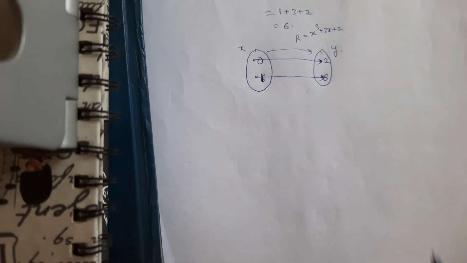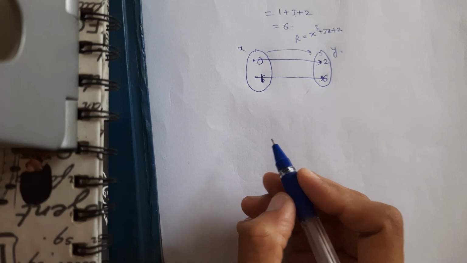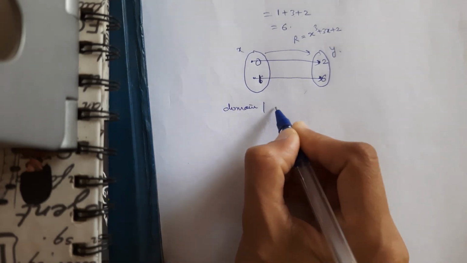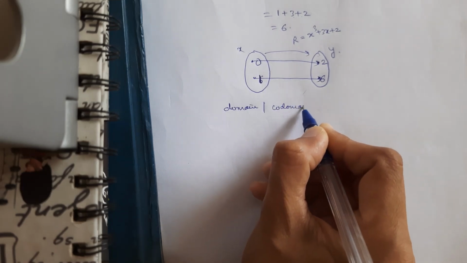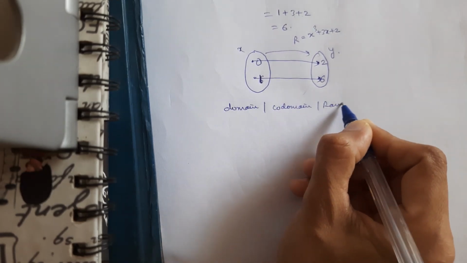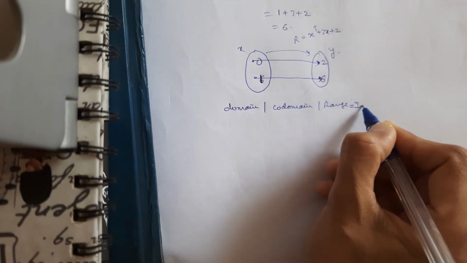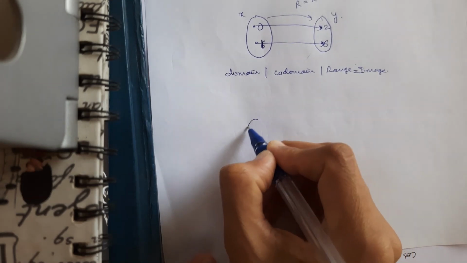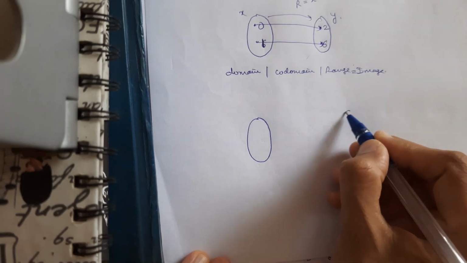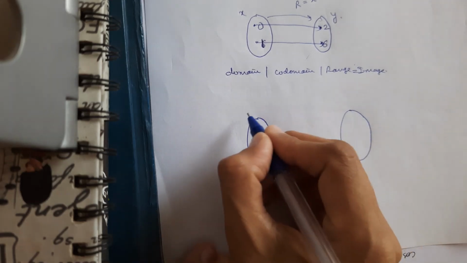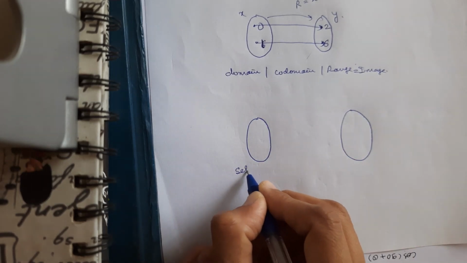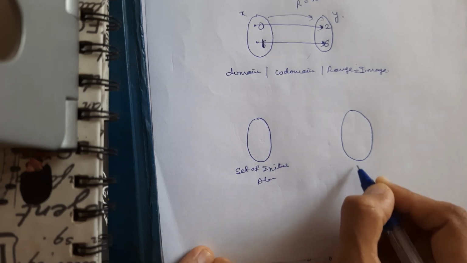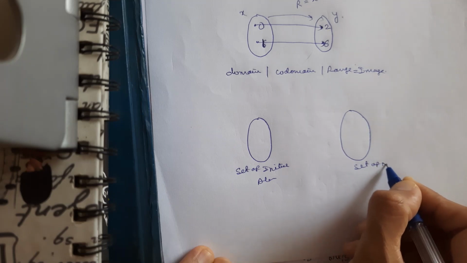Now the next important values are domain, codomain and range of the function. So we will see what this domain, codomain and range of the function are, and range is also called the image of the function. Suppose I have a set of alphabets here and I have a set of names here. So this is a set of initial alphabets and a set of names.